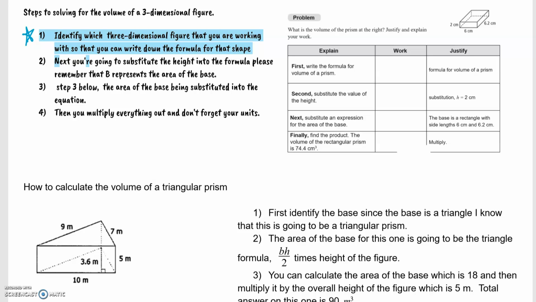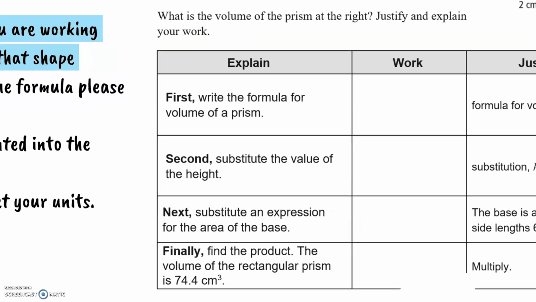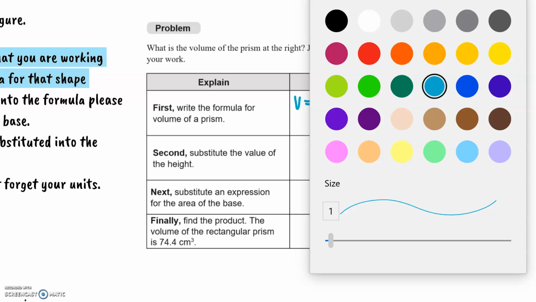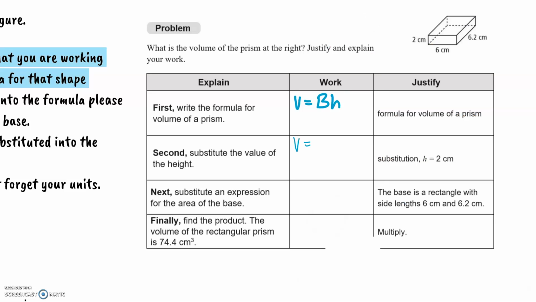So, over on this side, we have a rectangular prism, and we're going to go ahead and calculate the volume for this one. First we need to find the formula for the volume of a prism, which in this case is volume equals the area of the base times the height. Second, we're going to substitute the values in for the height first. So that's going to end up being volume equals the area of the base, we'll take care of that in the next step, times the overall height.